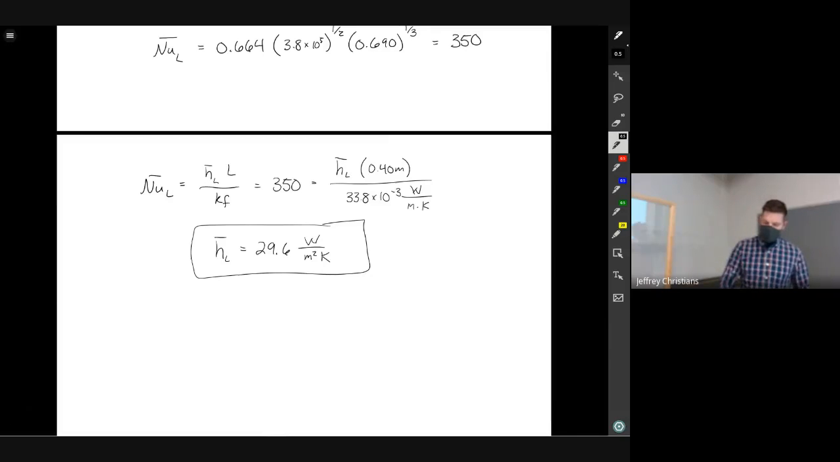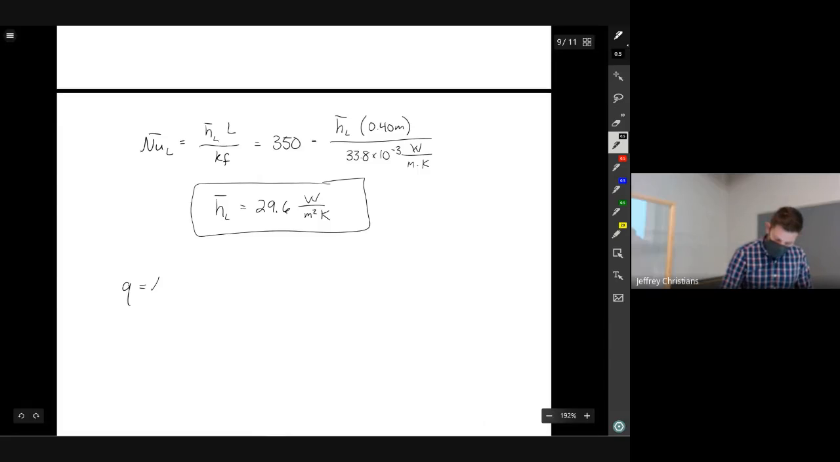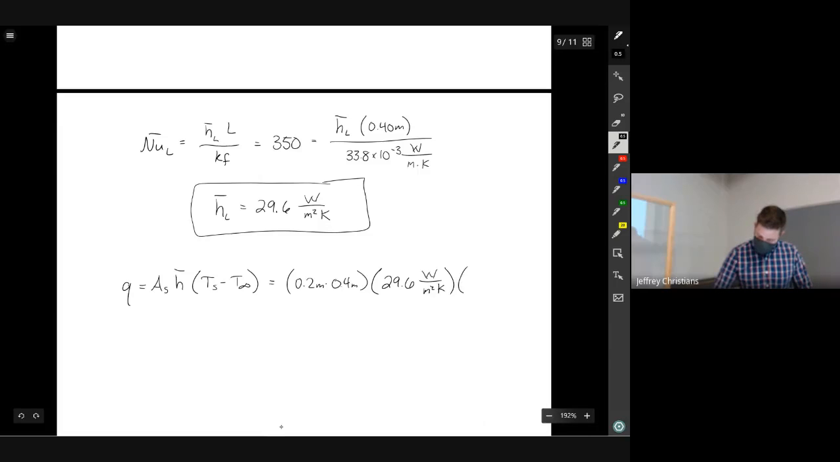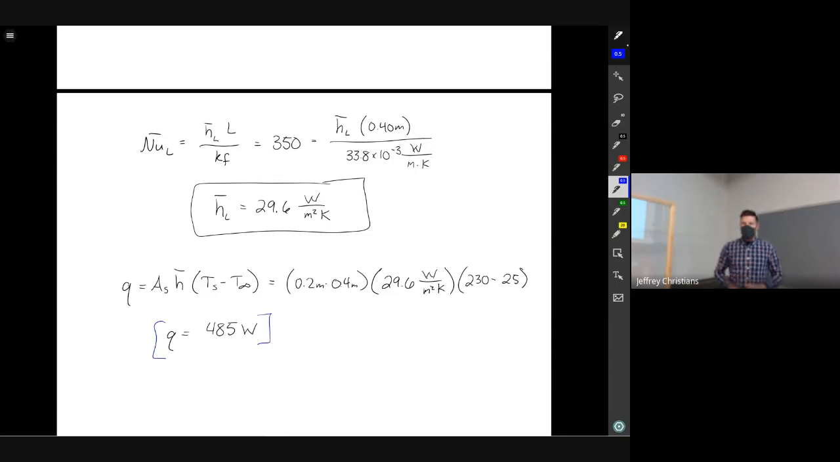If we wanted to, we could plug this back into our model for heat transfer. Q equals A H bar times (Ts minus T infinity). So this is 0.2 meters by 0.4 meters, H bar 29.6, and this is 230 minus 25. So Q is 485 watts. Okay, so once we get it, we use it just like we've always used it.